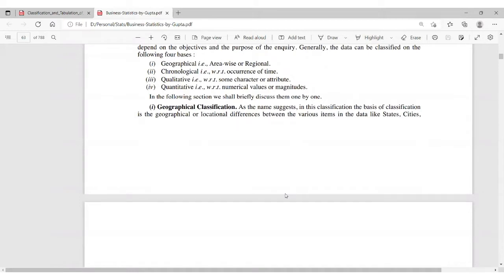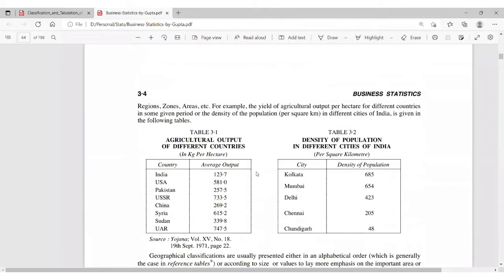As the name suggests, this classification is based on location, on the various items like city, region, zones. For example, the agricultural output yield per hectare for different countries. This is geographical classification. India, USA, Pakistan are all geographically different. So this is the classification, right? Similarly, density of population in different cities.